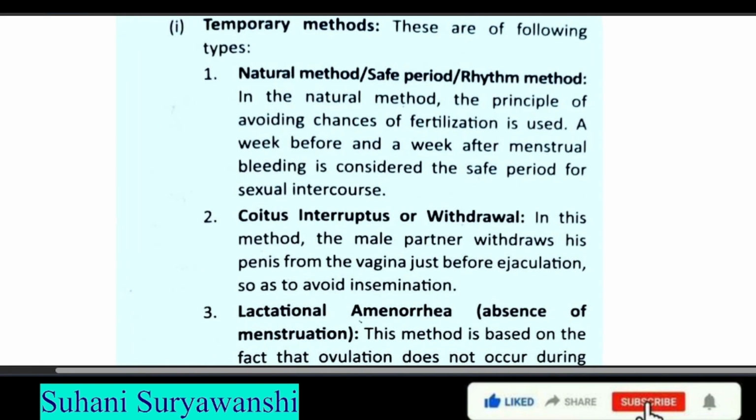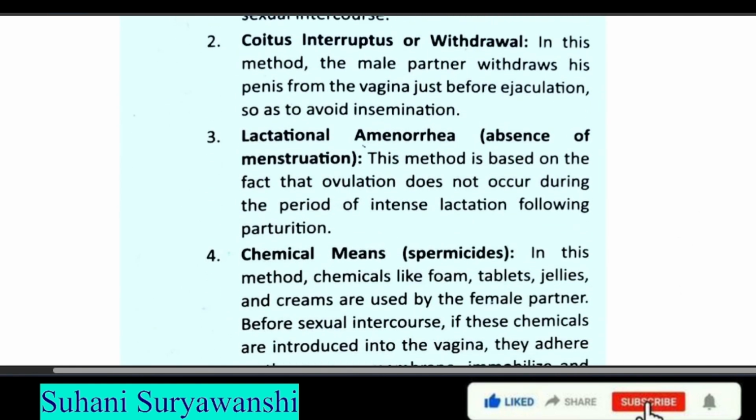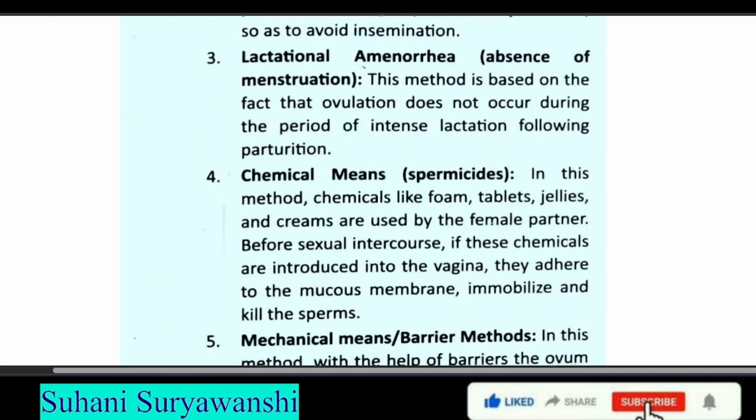In this natural method, the principle of avoiding chances of fertilization is used. A week before and a week after menstrual bleeding is considered the safe period for sexual intercourse. Coitus interruptus or withdrawal. In this method, the male partner withdraws the penis from the vagina just before ejaculation so as to avoid insemination. Lactational amenorrhea, absence of menstruation. This method is based on the fact that ovulation does not occur during the period of intense lactation following parturition.